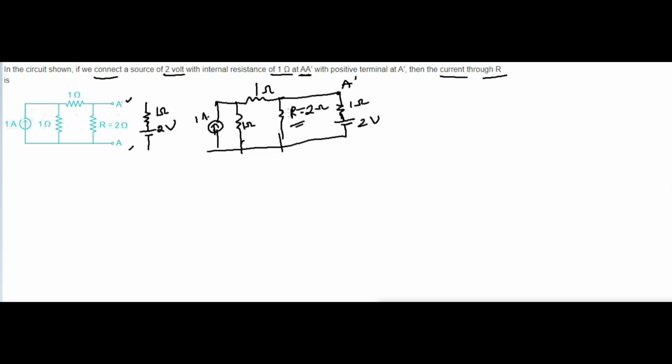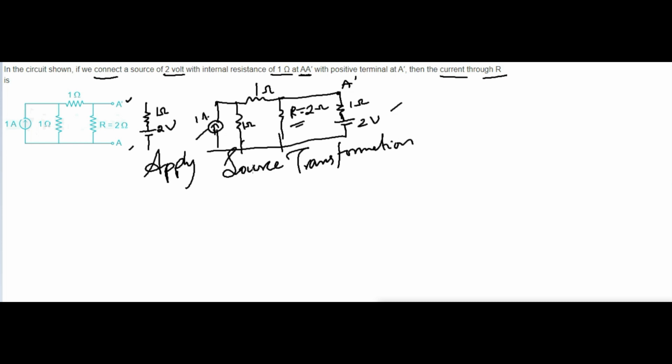So this is R, right? So what about the current through R? That is what is being asked. So simply what we do is apply source transformation. Whenever you find a current source and a voltage source, you simply make the inverse and do a source transformation. That's all. That's a very key point, very important.